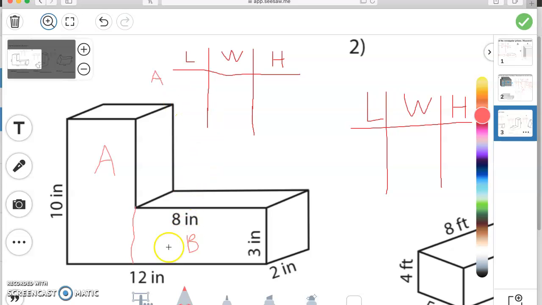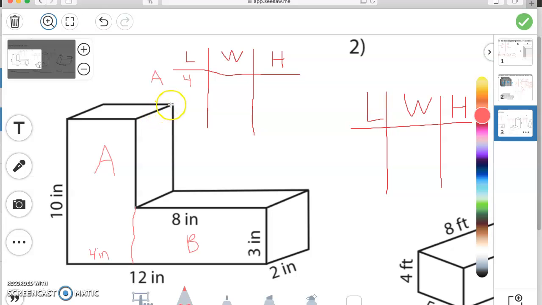You are going to have to look at the length of this entire bottom is 12. Up to this point right here, it is 8 inches. We have to find the difference between 12 inches and 8 inches to find the distance from here to here. So 12 minus 8 gives us 4. So our volume there is going to be our length is 4 inches. Okay, so I'm going to go ahead and put 4 in for my length.